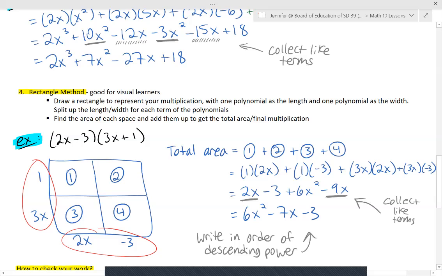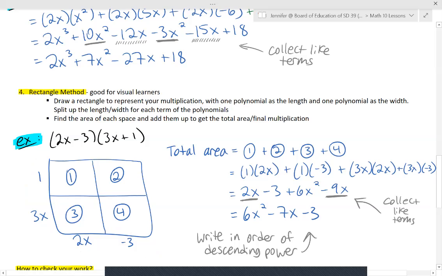And you're going to split up this rectangle for each term. So that's why I split it into 4, because there's 4 total terms. So we've got 2x here and -3 here. So now I've got this rectangle that's split into 4 areas. So to get the multiplication of this, we want to find the total area of this rectangle, which we can find by finding the area of each of these 4 spaces and adding them up.